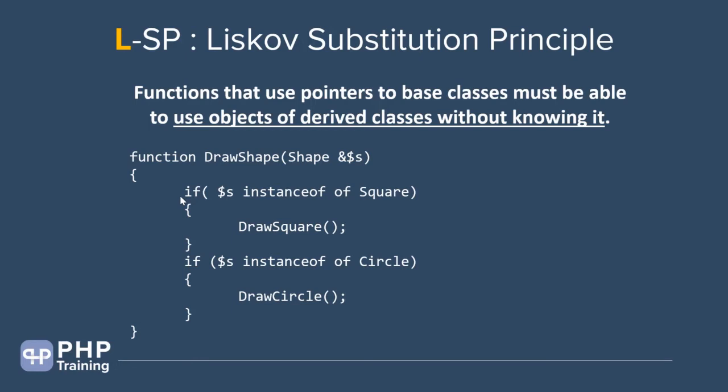How do you draw it? It's basically using a method called draw square or draw circle or whatever, but drawShape should not worry about checking what instance it is. Is it a square instance, a circle instance, a rectangle instance? Because if you start doing this kind of logic in your methods, then when a new shape comes up, you have to keep changing your code.